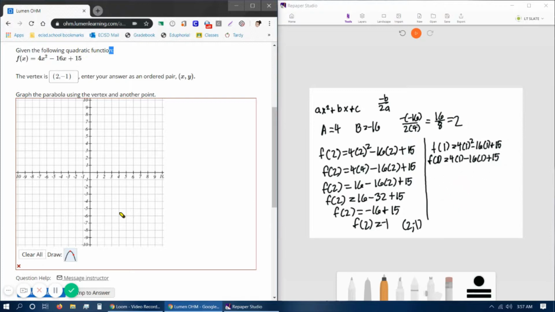Multiplication from left to right will leave me with f of 1 equals 4 minus 16 plus 15. 4 minus 16 is negative 12, and negative 12 plus 15 is positive 3. So f of 1 equals 3. This will give me a second coordinate to graph at (1, 3). Now I can graph my parabola by placing a dot at the vertex of (2, negative 1), and a second dot at (1, 3).